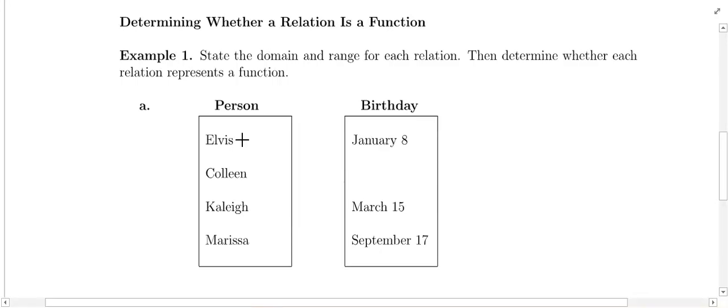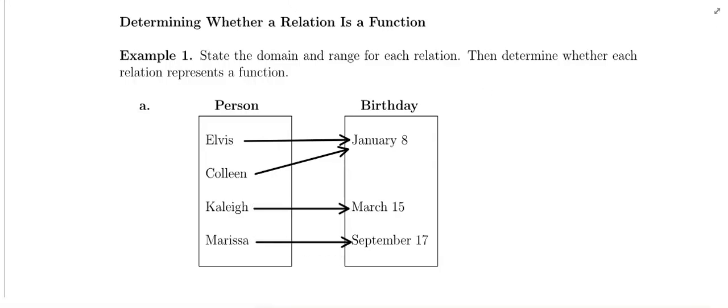So I am going to draw an arrow from Elvis to January 8th. And then I'm going to draw an arrow from Colleen to January 8th. And then I'm going to draw an arrow from Kaylee to March 15th. And then one last arrow from Marissa to September 17th.